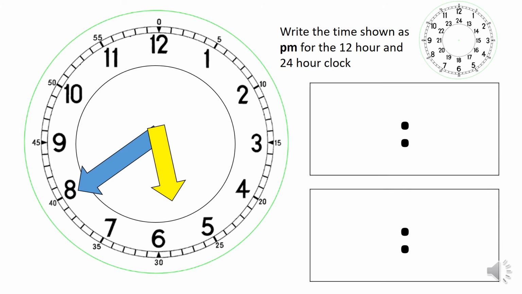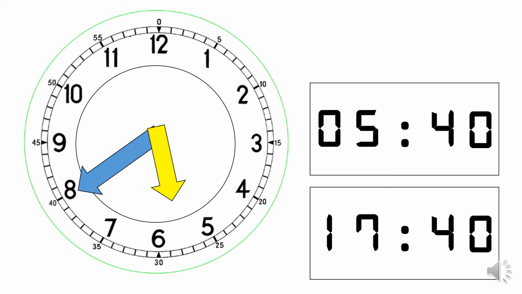So if this one was 5:40, again in the afternoon, how would we write it using the 12-hour clock and then the 24-hour clock? Take a pause in the video. 5:40 is shown here using the 12-hour clock, and with the 24-hour clock here.